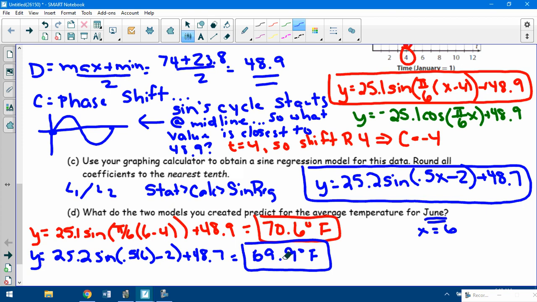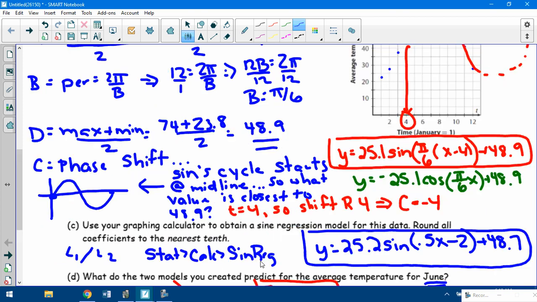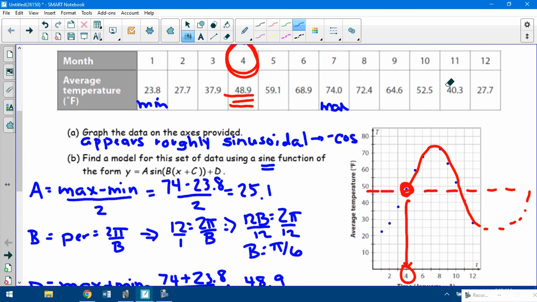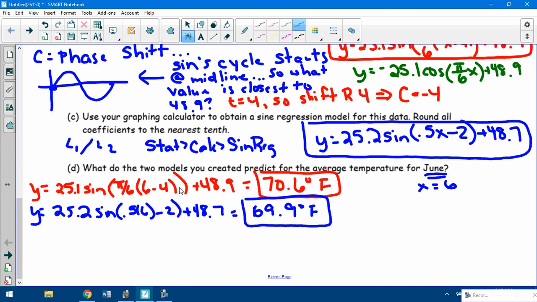Okay, so you can see that they're very close, and I would say the regression is actually the more reliable one because you're using all of the actual data when you created that equation, whereas we only used a few of them when we created our theoretical equation. Okay? All right, over on the back.